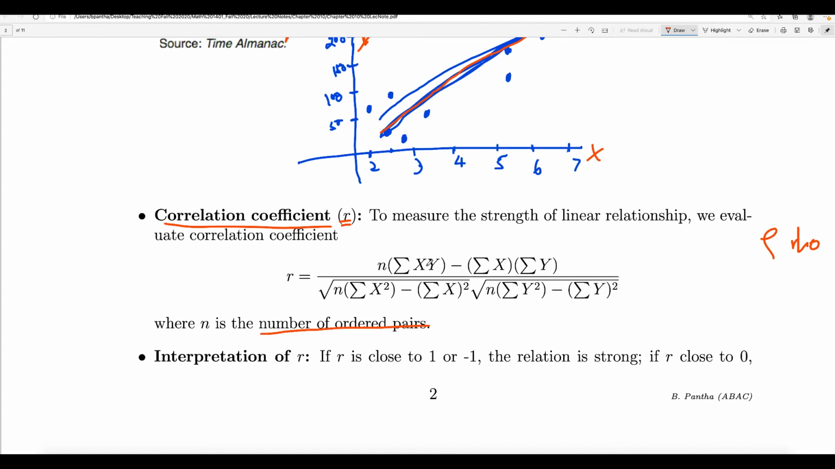You will do the sum of X times Y there, minus the sum of X times the sum of Y, divided by the square root of N times the summation of X squared minus the summation of X, whole squared, times N times the summation of Y squared minus the summation of Y, whole squared. We will do an example and you will see how to use this formula.